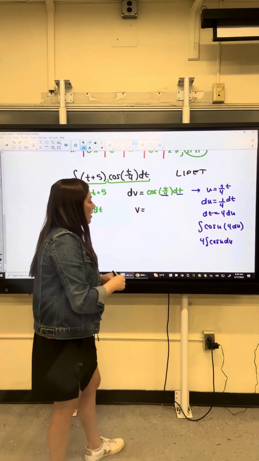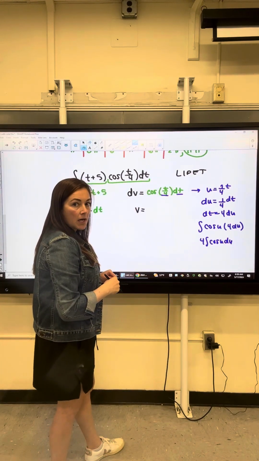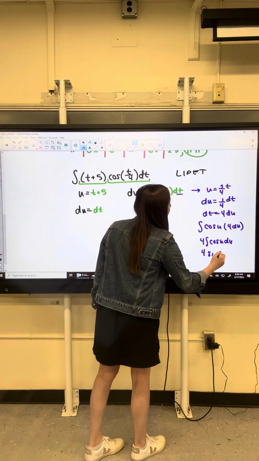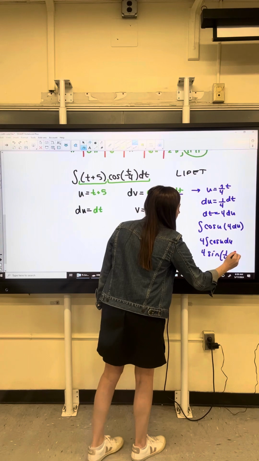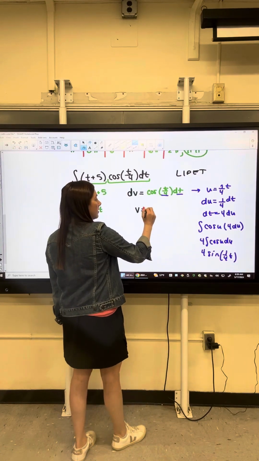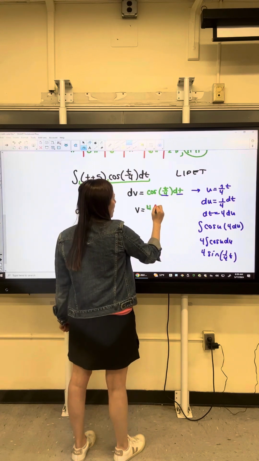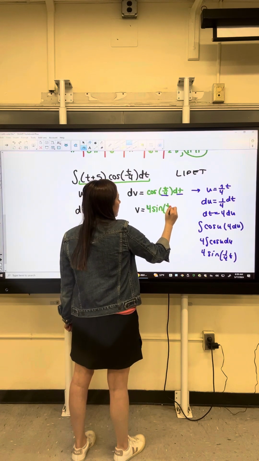Sorry, it's all the way down there. And then you have to remember the integral of cosine is going to be sine. So then this is going to become 4 sine 1/4 t. Okay, so that's what I'm going to write right here. So we're going to have 4. Let's stay consistent with my colors. We're going to have 4 sine t over 4.